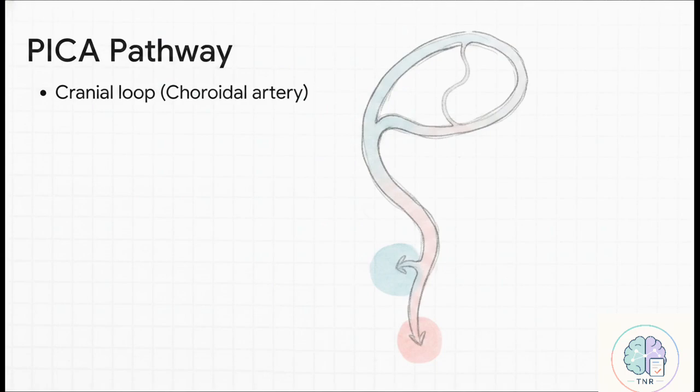Before we wrap up the PICA, we've got to note its 3 distinct functional branches. First is the choroidal artery, branching from that cranial loop to feed the choroid plexus of the 4th ventricle. Then you have the terminal branches, the tonsillohemispheric branch and the inferior vermian branch. Fun fact, that inferior inflection point on an angiogram is known as the copular point.